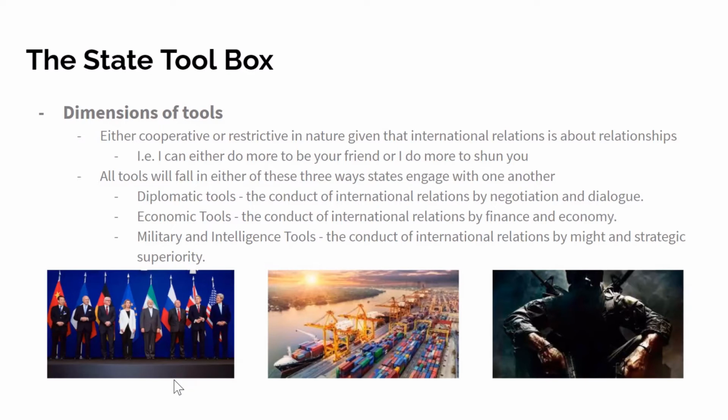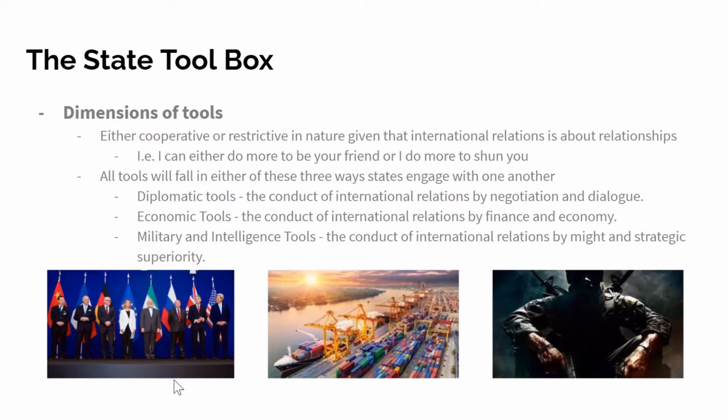So now that we know that, what are the actual buckets that exist? How do countries engage with each other? There's really three. Firstly, there's diplomatic tools, which is the conduct of international relations by negotiations and dialogue. I'll get more into each of these now. Economic tools, the conduct of international relations by finance and economy. And lastly, military intelligence tools, the conduct of international relations by might and strategic superiority, right?